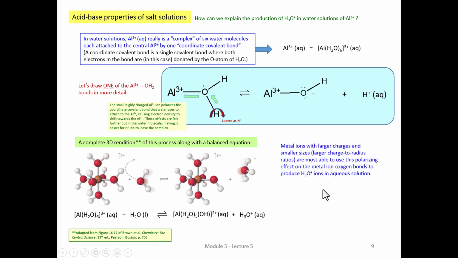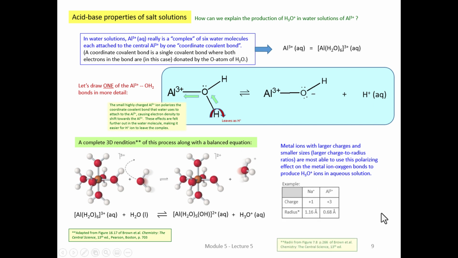Now, metal ions with larger charges, in this case 3+ is pretty large, and smaller sizes, if you looked up a chart of ionic radii, you'd find that, relatively speaking, aluminum 3+ is a rather small entity. In other words, larger charge to radius ratios are most able to use this polarizing effect on the metal-oxygen bonds to produce hydronium ions in aqueous solution.